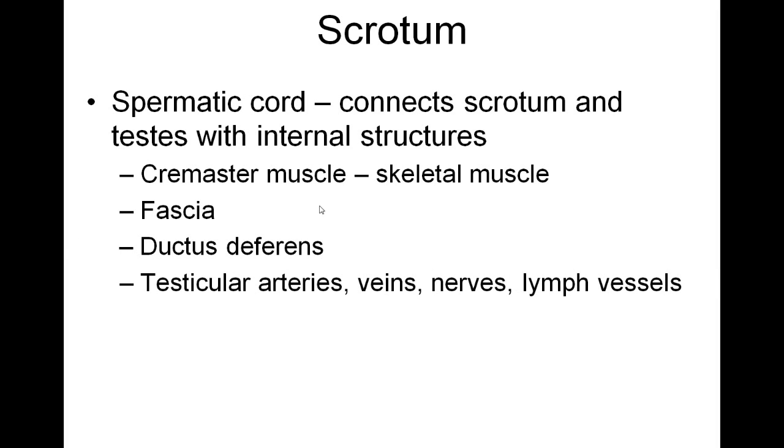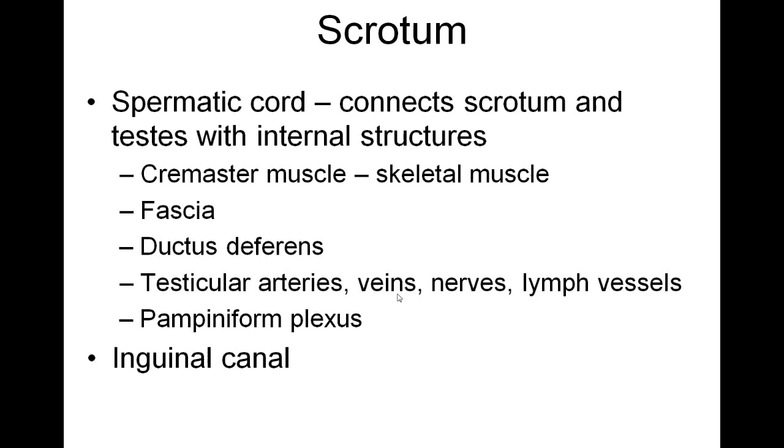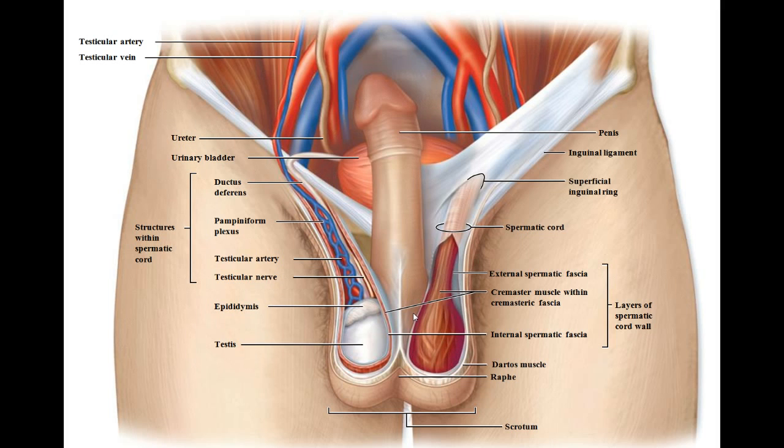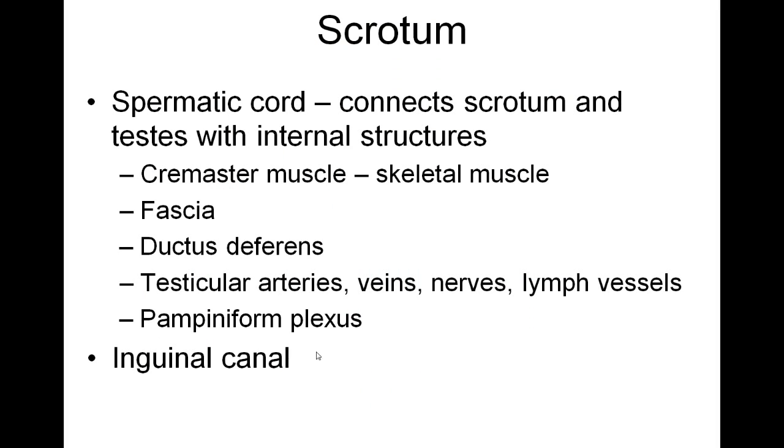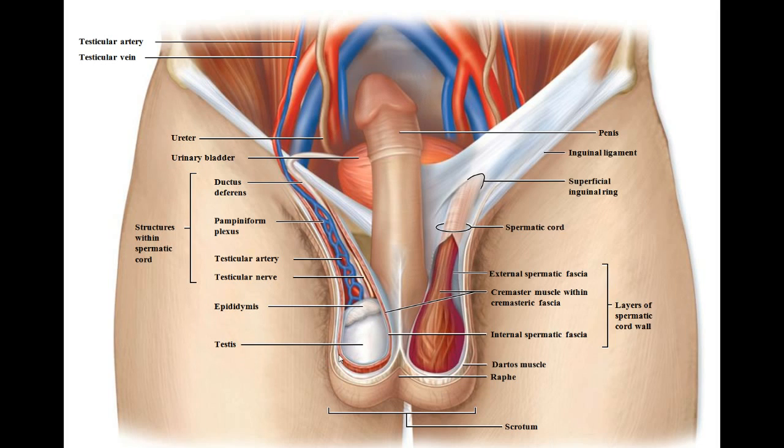The ductus deferens. Okay, so the ductus deferens is the tube for the sperm to flow. It's also called the vas deferens. Okay, there's testicular arteries, there's veins, there's nerves, there's lymph vessels. The pampiniform plexus, I'm going to show you a picture here in a second, and then the inguinal canal I'll show you on the picture.